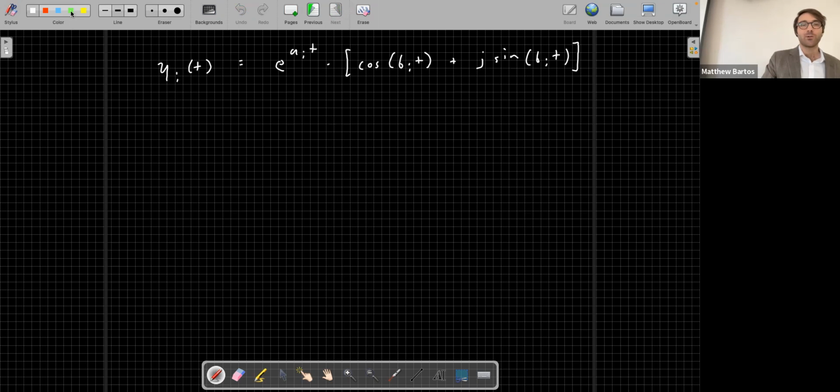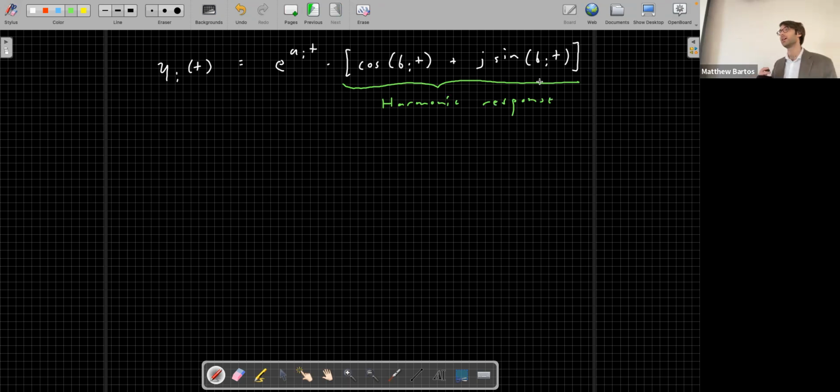Okay. So essentially what we have here is two different components of the response. This component here represents the harmonic response. So this is what's going to determine the oscillations we see in the response. If you see oscillations in your response, this term is what's determining those oscillations.